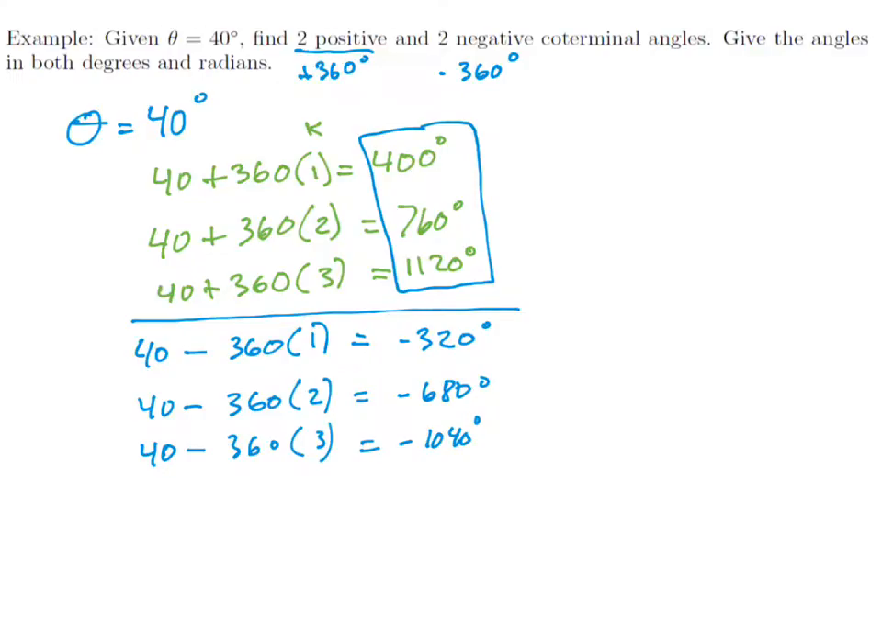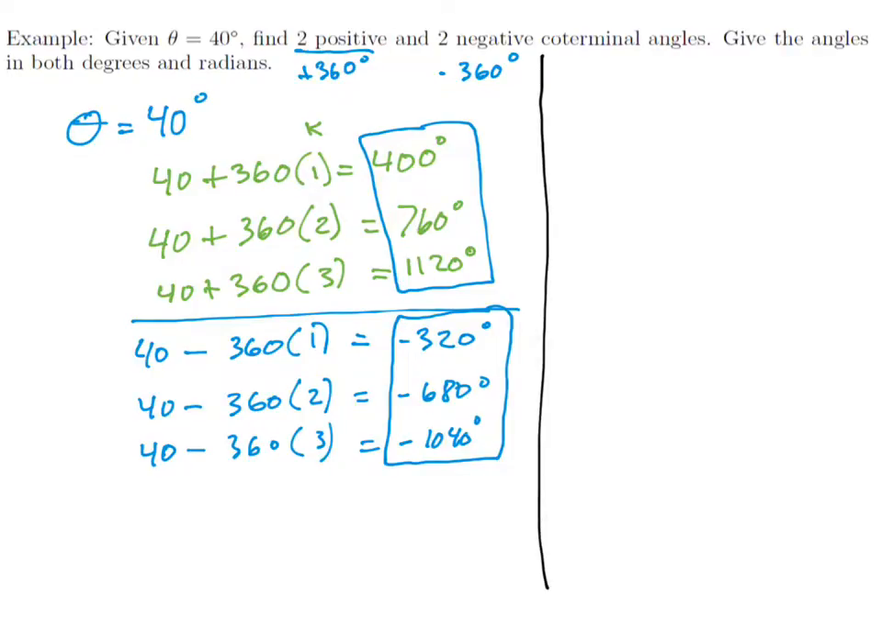And working these out, this is what we end up with. So what we did was we actually found three negative coterminal angles. So we did the first part of this question. We were asked for two positive, two negative. Actually, we found 3 and 3 coterminal angles, and we found these in degrees. Now let's do it in radians.